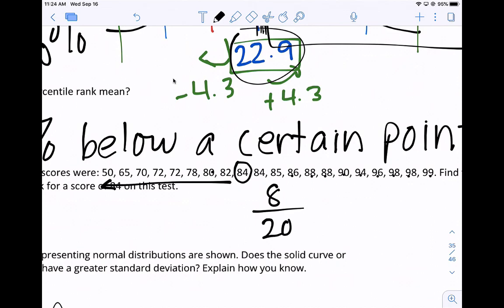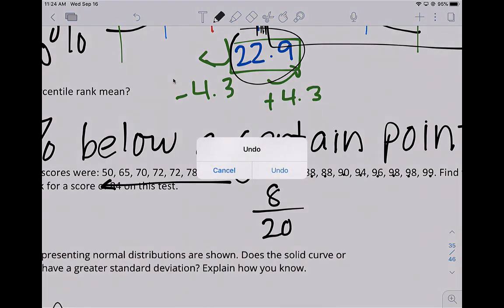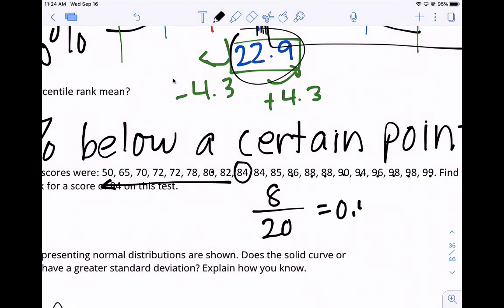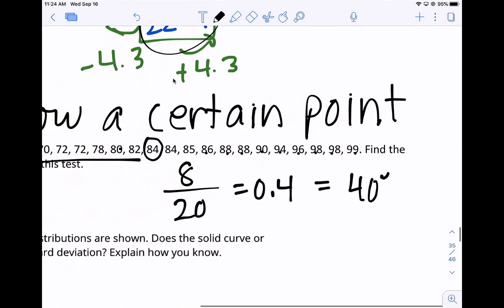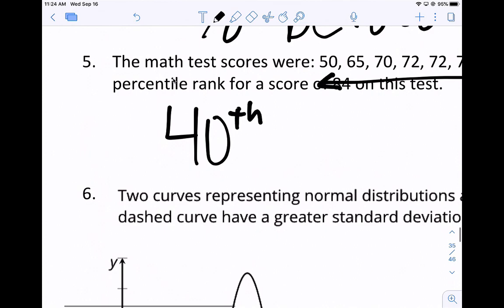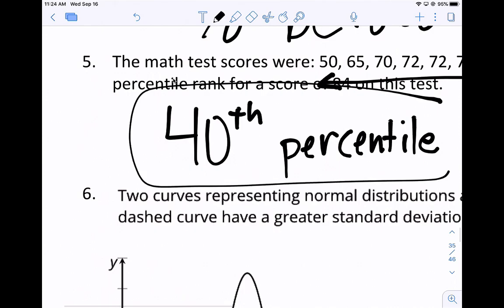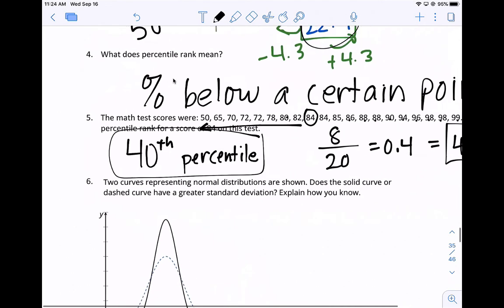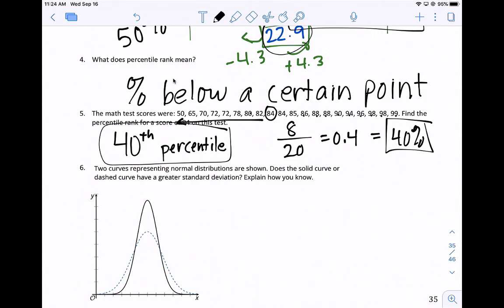Hopefully that's right. So then to find the percentile rank, you would divide 8 divided by 20 and find that decimal. So it's 0.4. And if you multiply that by 100, we get 40%. So if you scored an 84 on this test in this particular set of data, you would be in the 40th percentile. Which means that you did better than about 40% of the students who took the test. So again, it's the percent below you.